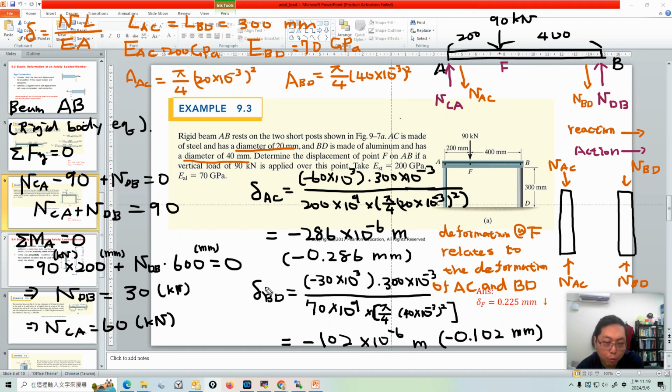But that's not our goal. Our goal is to find the deformation of point F. We know the deformation at F relates to the deformation at AC and BD because these three members are connected together. So there must be a geometry relationship between these three members. So the final part. How do we finish? Let's finish the final part.